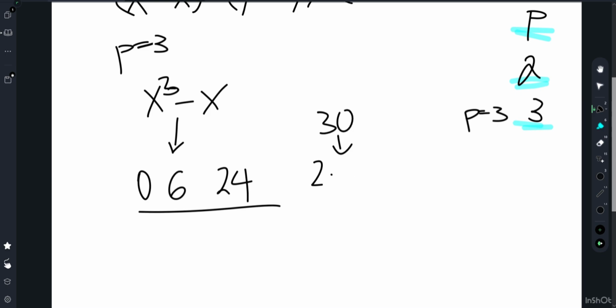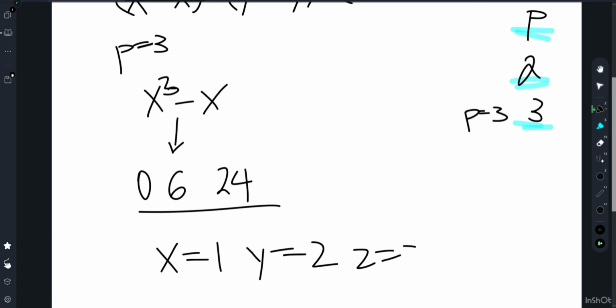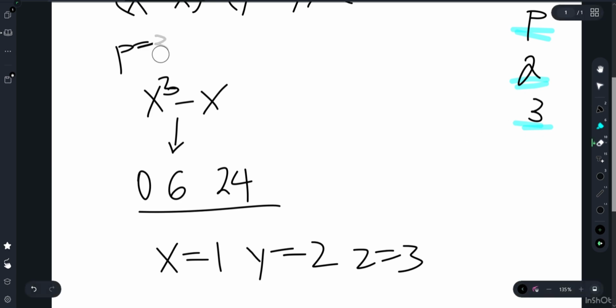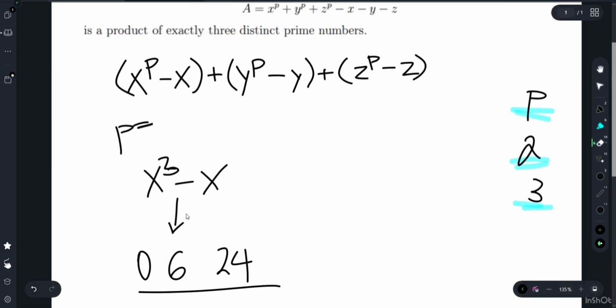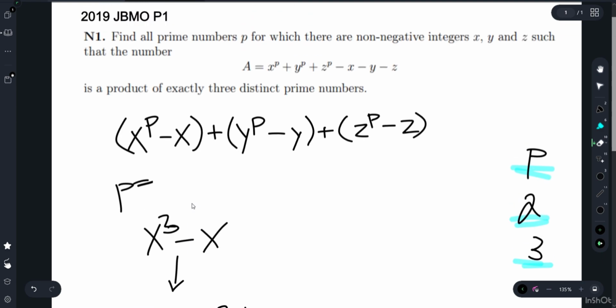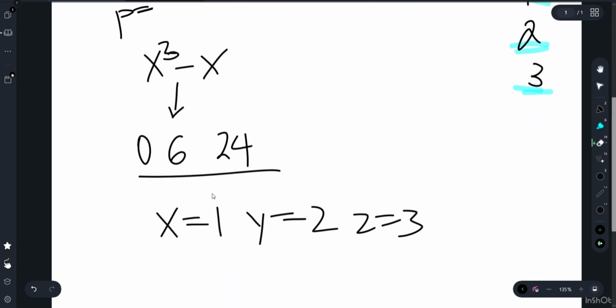So this means that we can have values x equals 1, y equals 2, and z equals 3 that all work. So p equals 3 is also satisfied. Now we know our 3 primes. Now we just want to see what numbers p work.